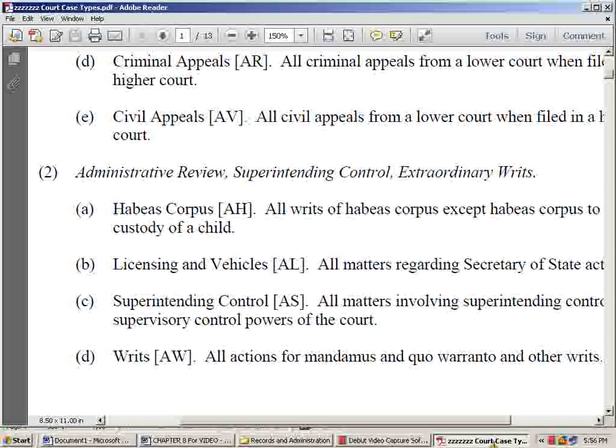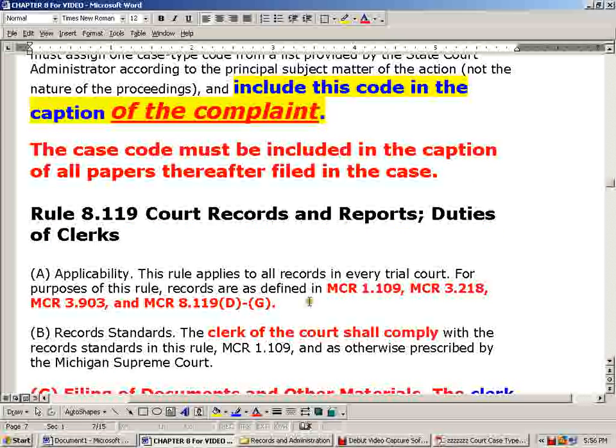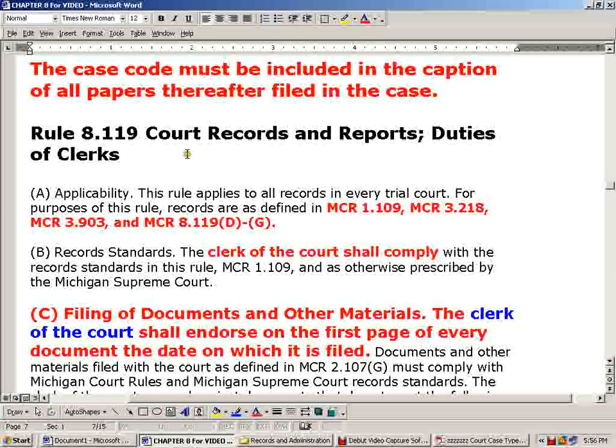Right? If you're putting anything else under superintending control, everything's got AS on it in the caption. AS. Superintending control. AS. Tell them what it is. Ask the law clerk. Ask somebody, how exactly do you want me to put this AS? It's a procedural issue. It's your procedure. Trying to follow your procedure. It's not legal advice. Where do you want the AS at?